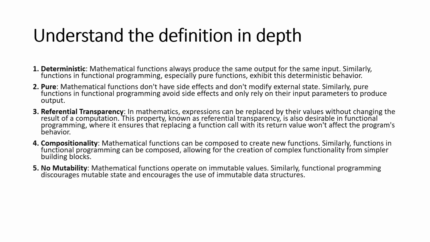Next, no mutability. In functional programming, immutability is always preferable. Mathematical functions operate on immutable values. Similarly, functional programming discourages mutable state and encourages the use of immutable data structures. Remember, whenever you are working in a multi-threading environment, immutable objects play a very vital role. So that is very, very important.